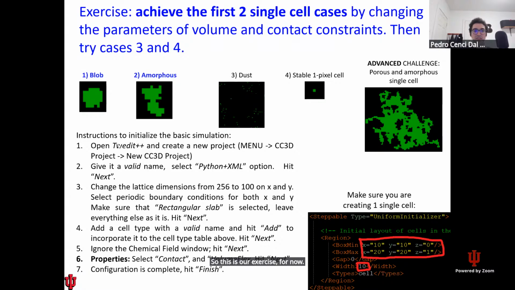Here are the steps. You open Twedit if you don't have it open yet. You will create a new project, going to menu, CC3D project, and new CC3D project, and you will follow these steps. You give it a valid name, hit next, next, next, and then you add a cell type, just one cell type, and then you hit next and finish. I will give you 5 minutes to follow these steps.